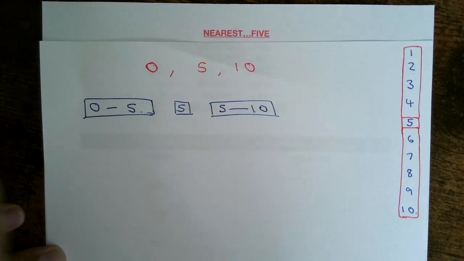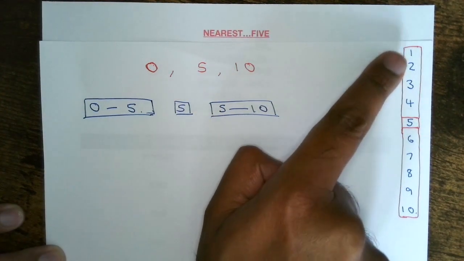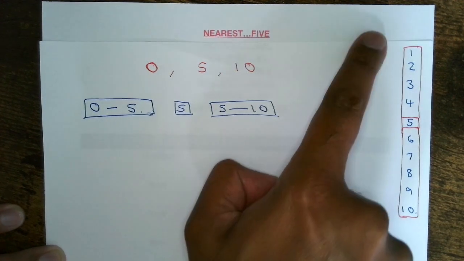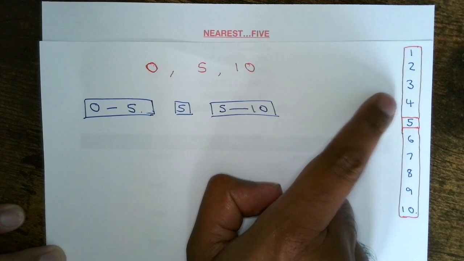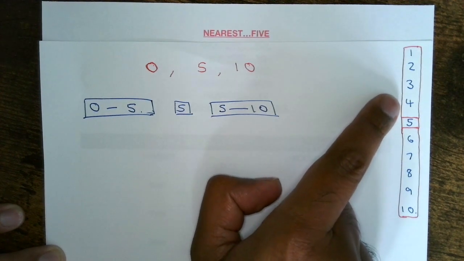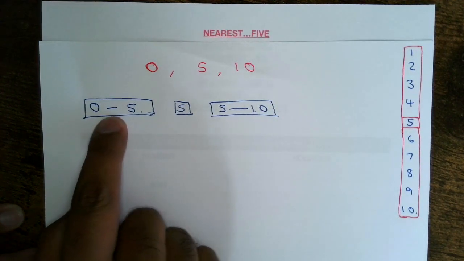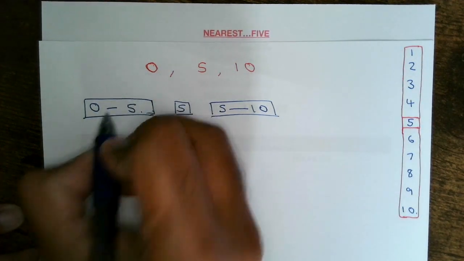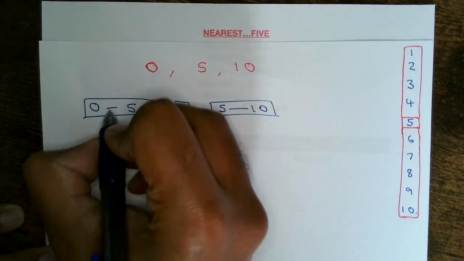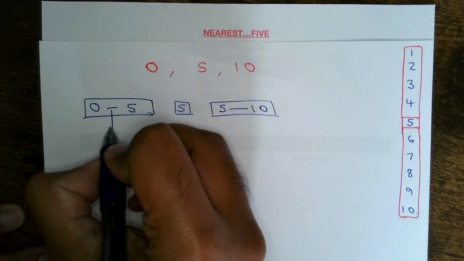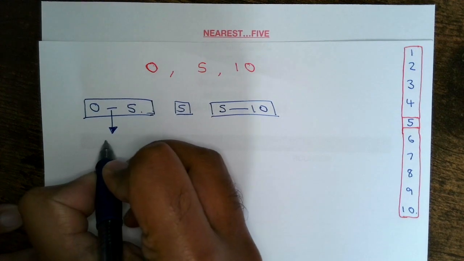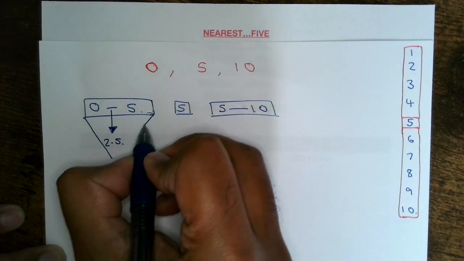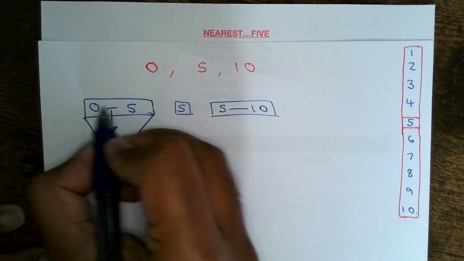If I had the numbers 1, 2, 3 and 4, and I was told to round any of these 4 numbers to the nearest 5, what I would do is think about this box here, 0 to 5. And I would ask myself, what is the midpoint number in 0 to 5? What's the middle between 0 and 5? Well, it's 2.5. That's the middle number between 0 and 5.